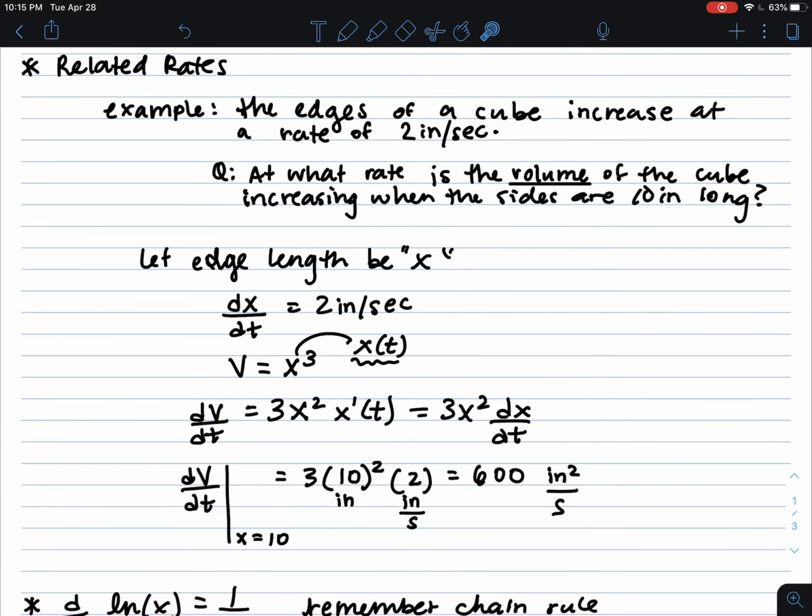And this question is asking us, what is that? So this is the general rate of change of the volume at any given, sorry, not at any given time, at any given length, edge length. But we are trying to find it specifically for the edge length of 10. So we're going to evaluate dv dt at x equals 10, which gives us 3 times 10 squared times 2, because dx dt is 2 all the time. And we're thinking about the edge length being 10.